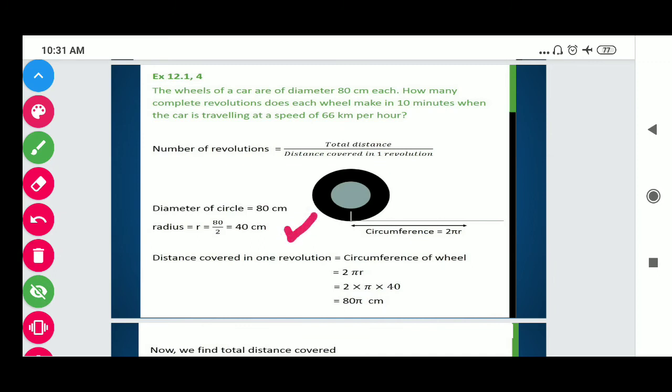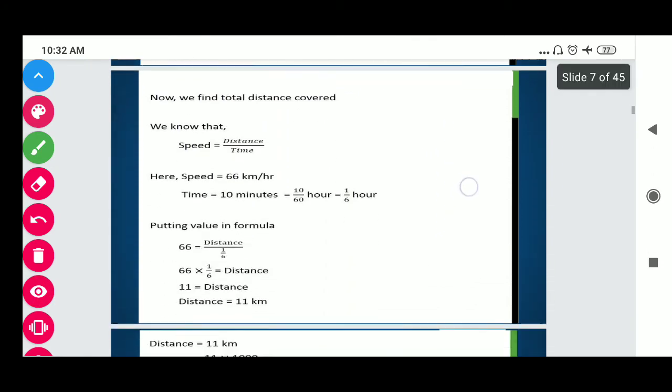Diameter of the circle is 80 centimeter, so the radius must be 40. So here the circumference of the wheel must be 2 pi r. This is the formula. Distance covered in one revolution is the circumference of the wheel. Okay, if we flatten the circumference of the wheel on the surface using the thread, that is the distance covered by the wheel in one revolution. So by putting in the radius, we get 80 pi centimeter as the distance covered in one revolution. Now we find the total distance covered.